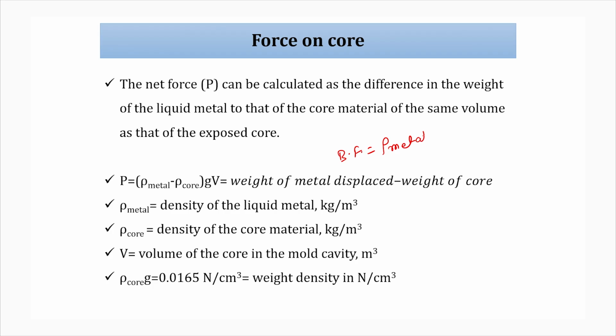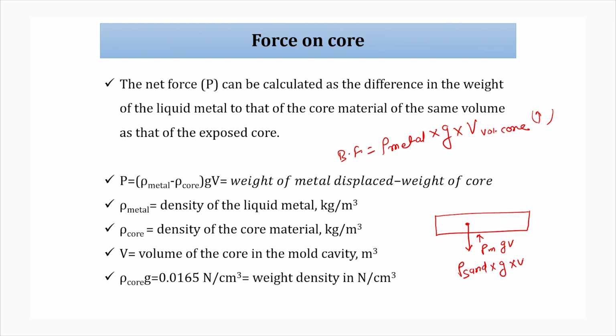Force equal to rho metal into g into volume of core, okay. Now, let us assume this is there and the force is upward, rho m g V, but the core has some weight. It is in the downward direction. The weight of core will be rho sand into g into V, the volume being the same, okay.